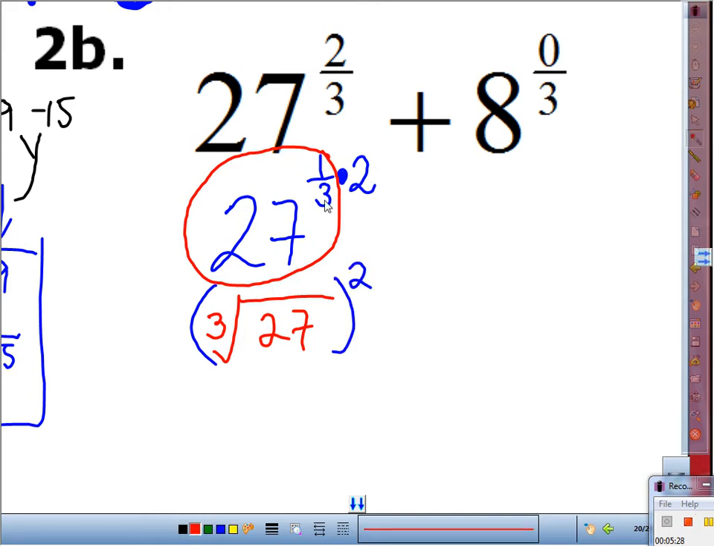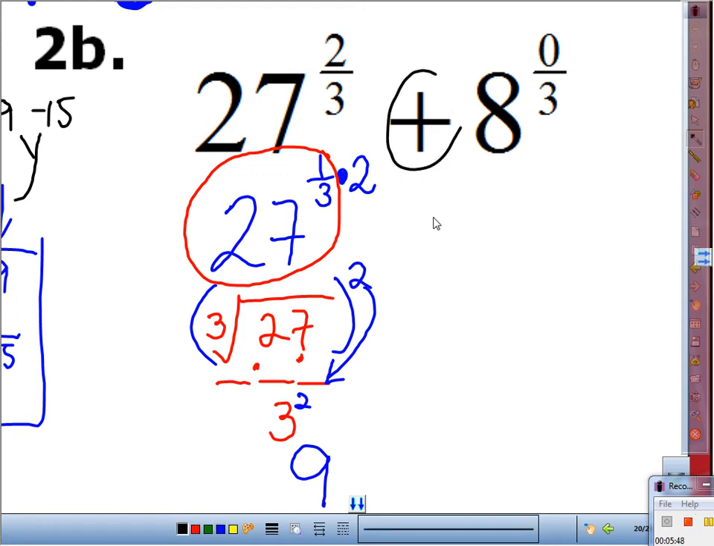From there, bring down the exponent of 2. Why is it so important that this is a 1? Because it tells us the index: what number times itself multiplies to give us the radicand. One number times itself gives us 27: 3. Bring down the exponent of 2. So what is 3 squared? 9. Alright? Plus.